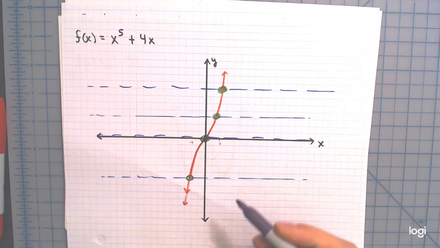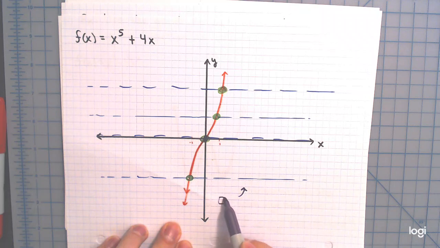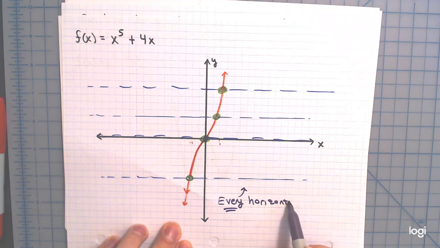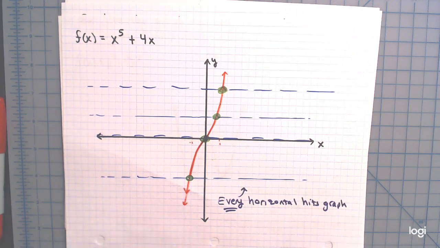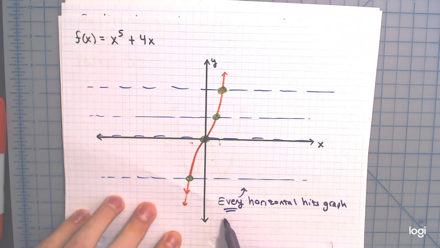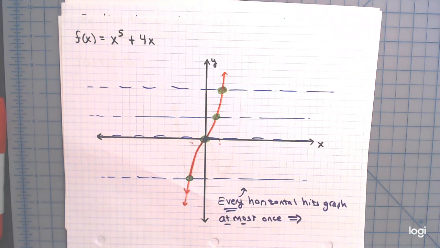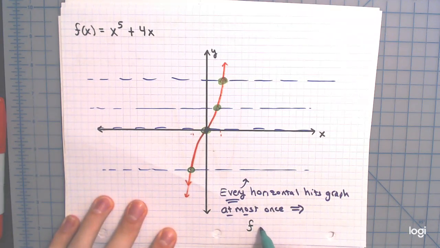So it's looking like what we said passing the horizontal line test looks like. It looks as though every horizontal line hits the graph at most once, right? That means once or no times. Leading me to state the fact that this function f is a one-to-one function.